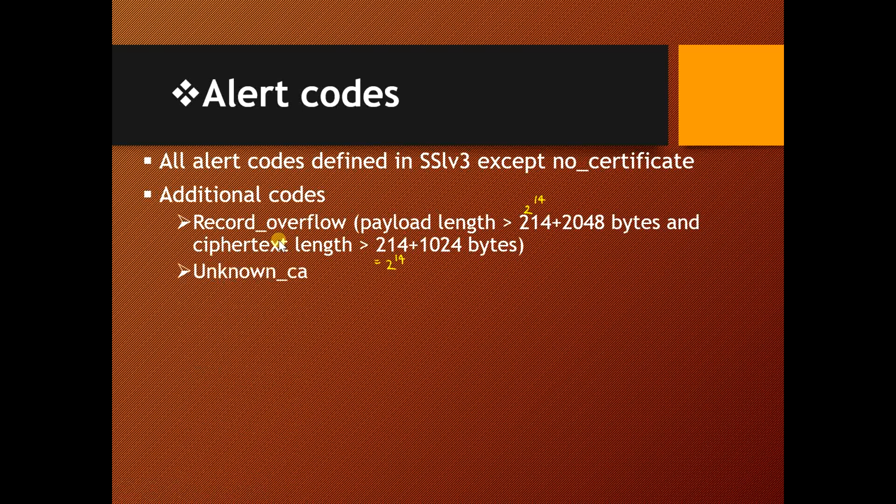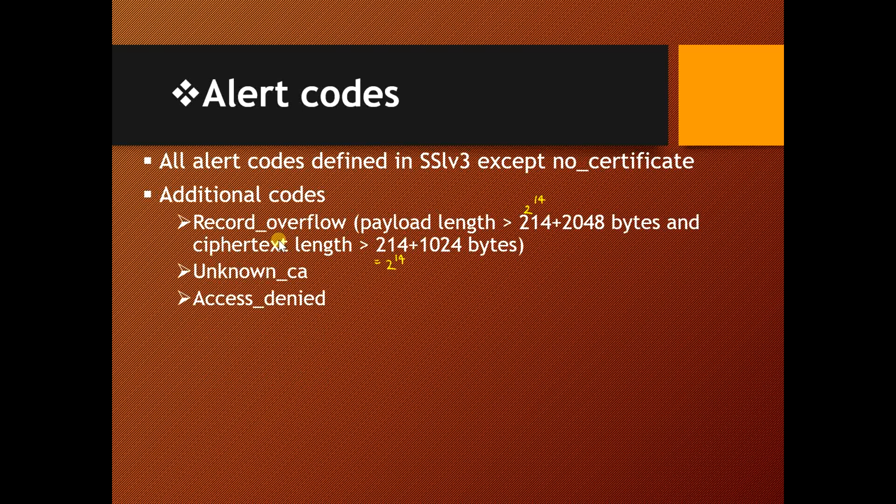Next is unknown_CA. Here a valid certificate chain or a partial chain was received, but the certificate was not accepted because the certificate could not be located or could not be matched with a known trusted certificate authority. So if it was not matching with a known or trusted certificate authority, we get an unknown_CA alert.